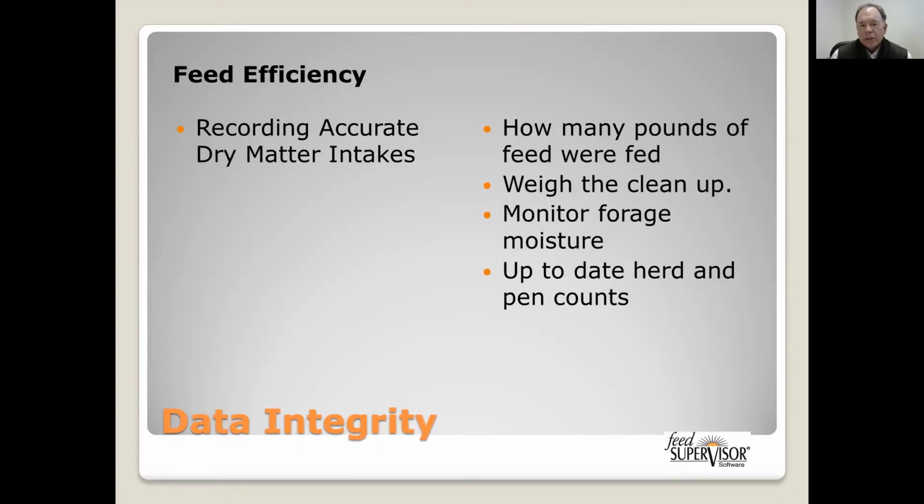So for feed efficiency, in order to record accurate dry matter intakes, we have to know how many pounds of feed were fed, we have to know how much feed was cleaned up, and we have to monitor the moisture of our forages and keep up-to-date pen counts so that we can accurately calculate dry matter intakes and then get an accurate feed efficiency number.